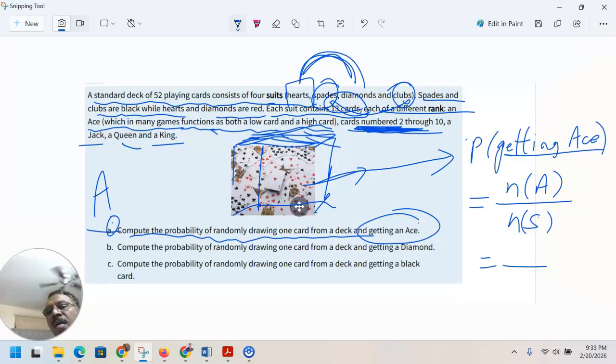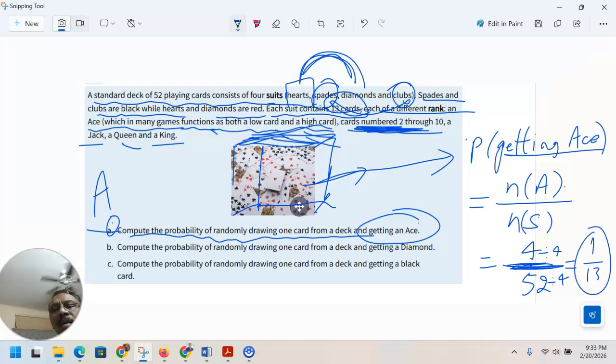So how many ace cards are there? The ace cards are four: ace of hearts, ace of diamonds, and the two clubs and spades aces. All four of them, out of 52 cards. If you divide by 4 and 4, you get 1 out of 13. And that's all the question is.